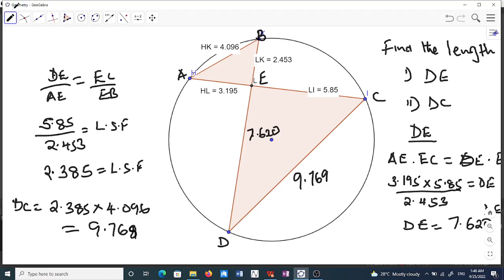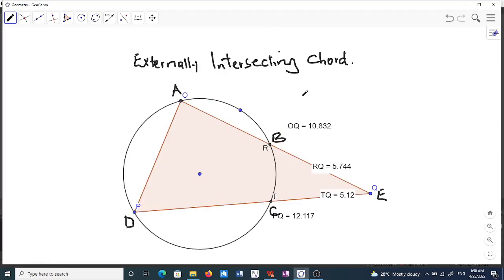Then we move to the second part, externally intersecting chords. Now look at this second relationship here. The chords that intersect, they intersect outside, they are extended. These extended chords are called secants. They pass through 2 points on the circle, to the outside part. So these are called secants.